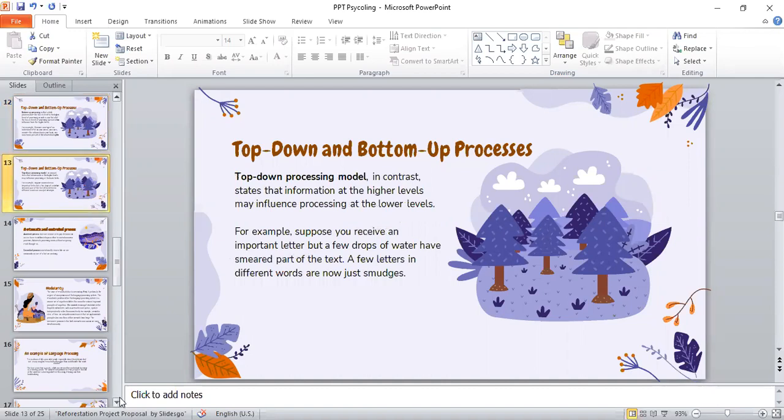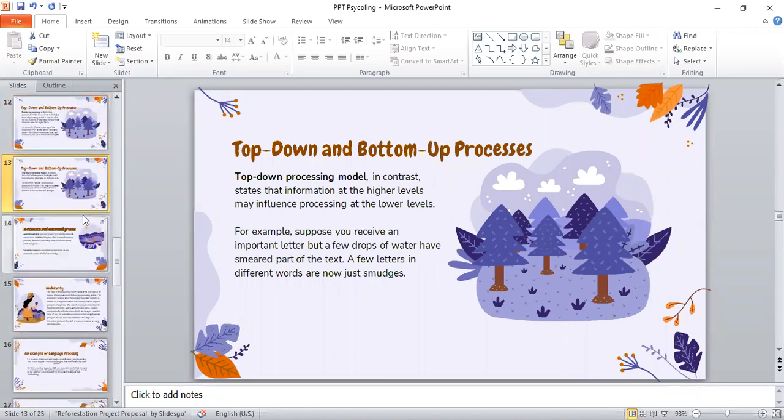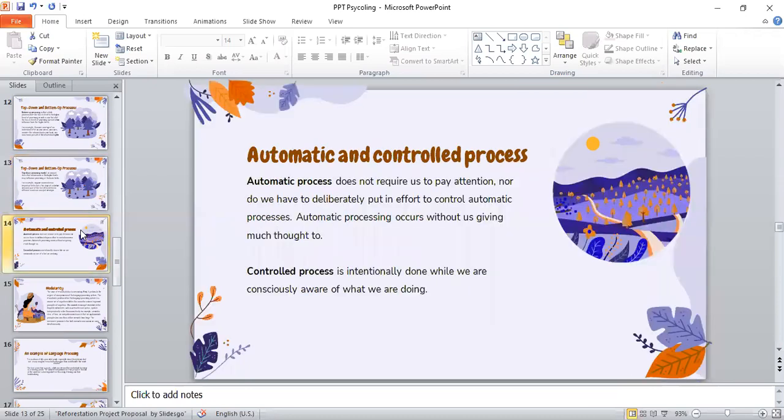the top-down processing model, in contrast, states that information at the higher levels may influence processing at the lower levels. For example, suppose you receive an important letter, but a few drops of water have smeared part of the text. A few letters in different words are now just smudges.